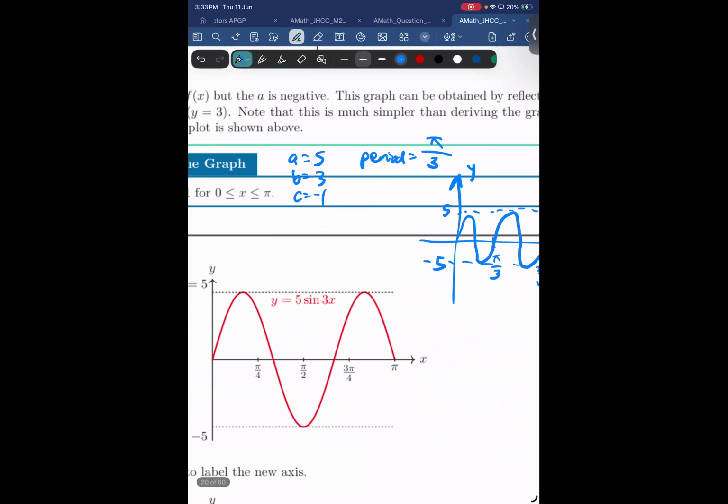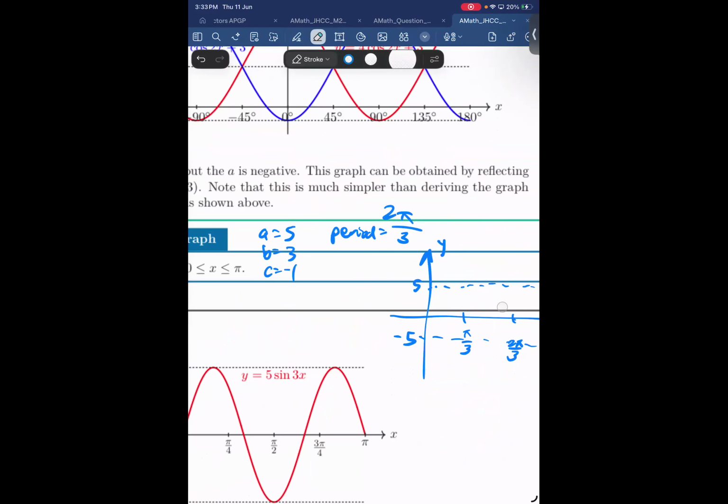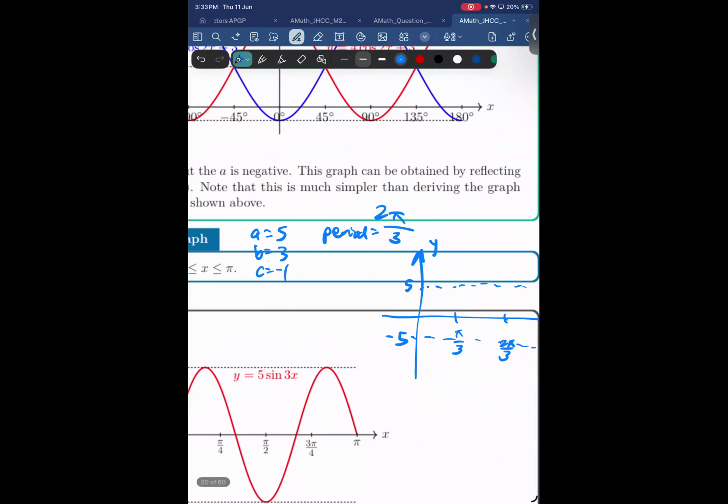Okay, so sorry, this is 2 pi over 3. Okay, sorry, I made a mistake. 2 pi over 3, so you should have 1.5. Okay. My bad.